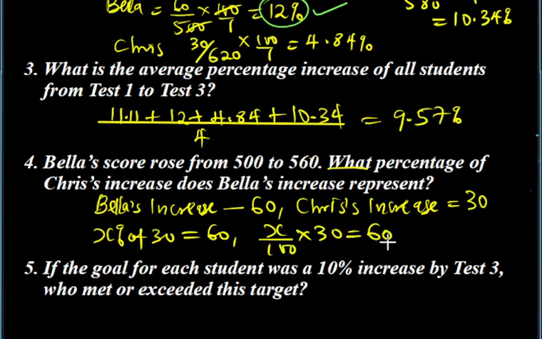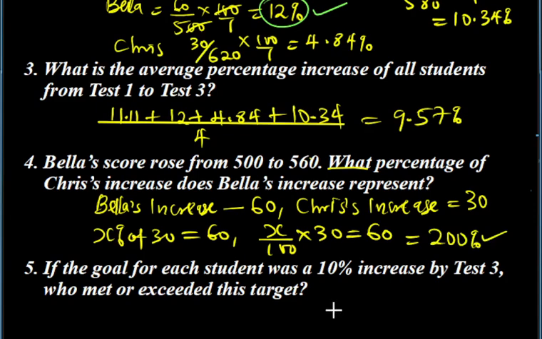By the time we cross multiply and simplify, this will give us 30x is equal to 6,000. Then 6,000 divided by 30 will give us 200%. So the answer here is 200%.